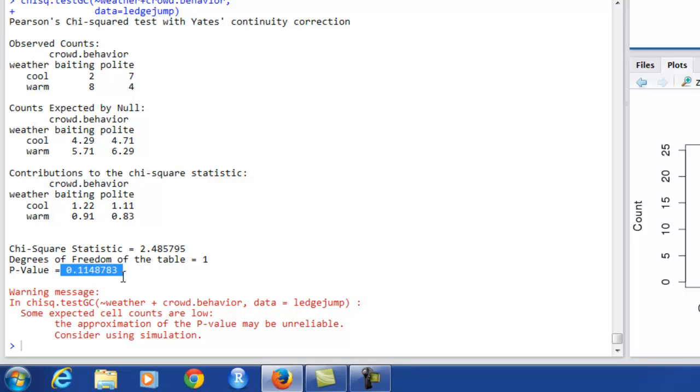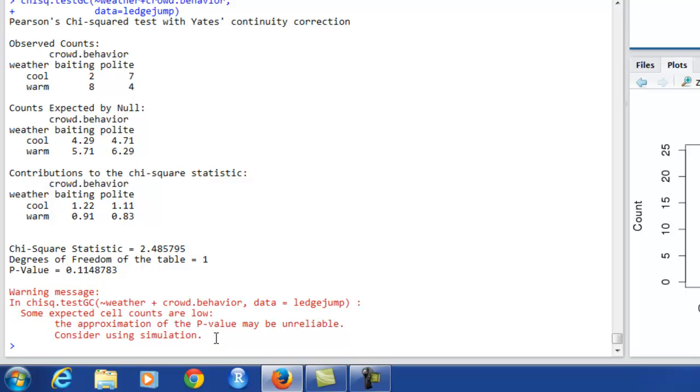Now, the computer makes an estimate for the chances of getting a 2.48 or more in a situation where the null is right. And those chances are not small at all. They're about 11%. So you might be about ready to go ahead and fail to reject the null. The p-value was bigger than 5%. But there's a warning message at the bottom of the screen.